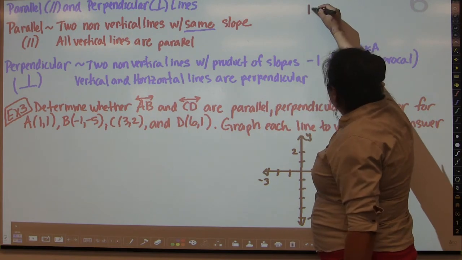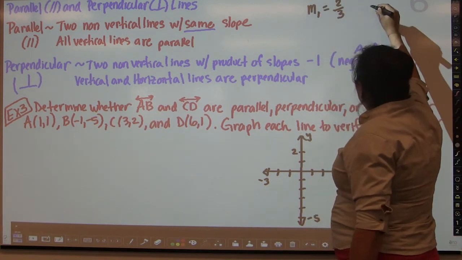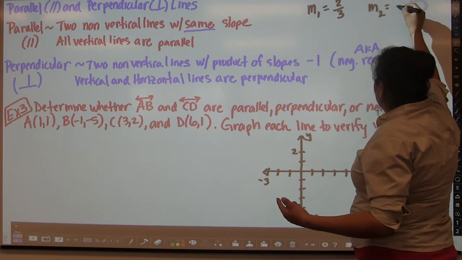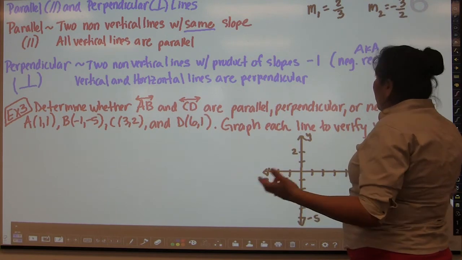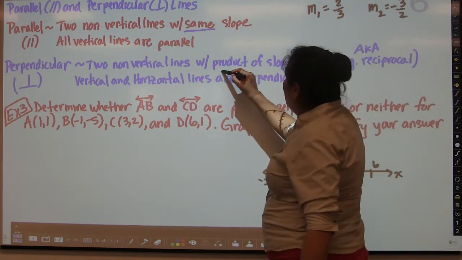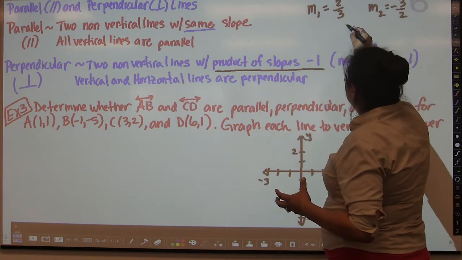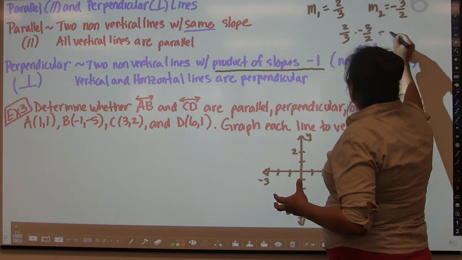If one of your lines has a slope of 2/3, for example, then the second line would have a slope that is the negative reciprocal. So it would be negative, this one's positive, and then you flip it over: 3/2. But this is still the same thing. Product of slopes is -1. Because if you take 2/3 and multiply it by -3/2, you will get -1.